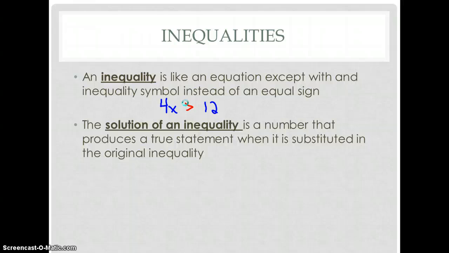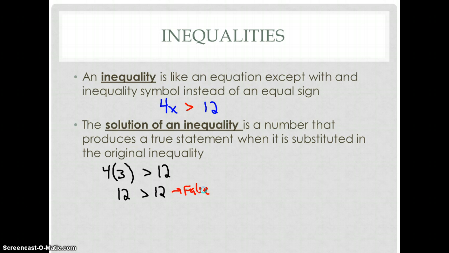So let's check that. 4 times 3, we want to see if that's greater than 12. 4 times 3 is 12. 12 is greater than 12. Well, that's not true. That's false. So 3 is not a solution to that inequality.